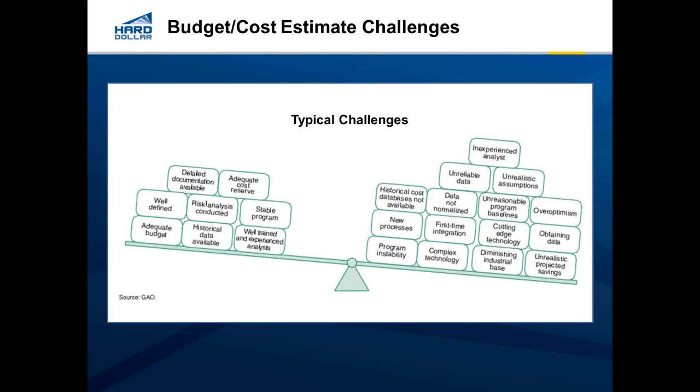You can see on the right-hand side here an example of a lot of the typical challenges that are out there. And on the left, you can see some of those best practices that we were talking about, the detailed documentation and planning. Of course, having an adequate cost reserve, having it well-defined, including analysis of risk, and making sure we have a stable program we're working with, adequate budget. Like I talked about before, making sure that we have the historical data set to be able to draw from is going to go probably the longest way in being able to build a good estimate.